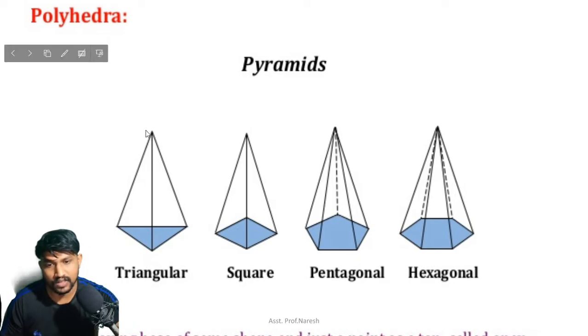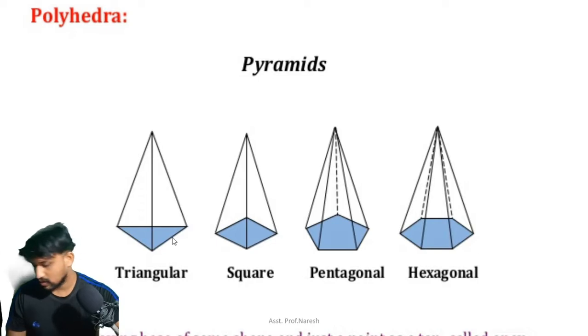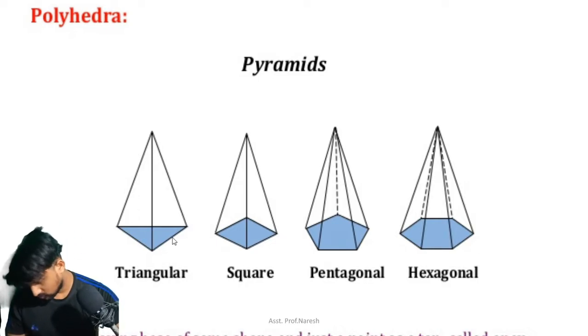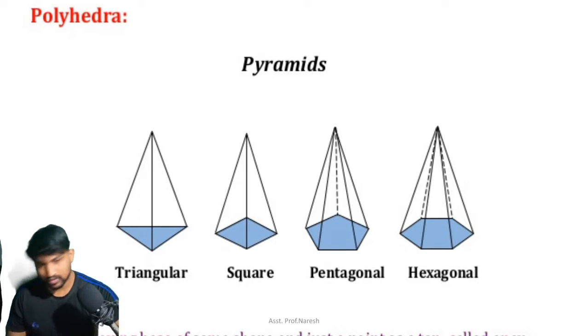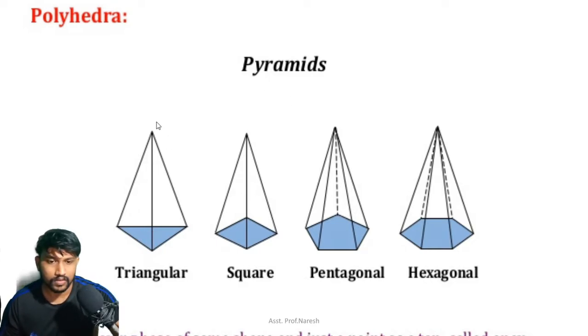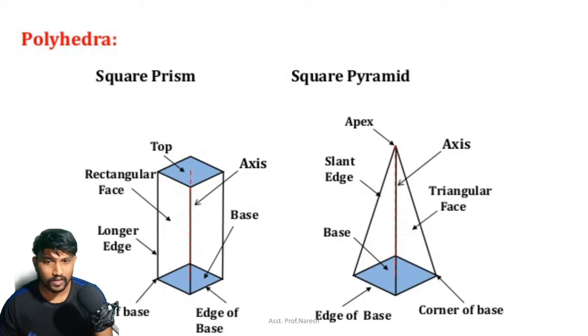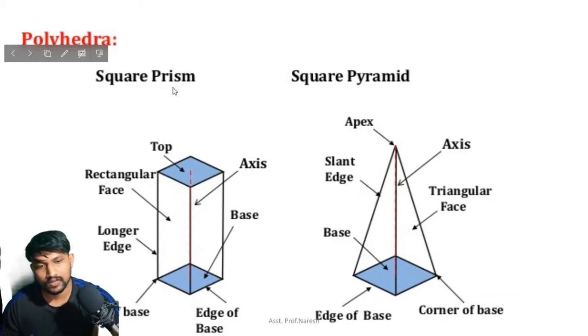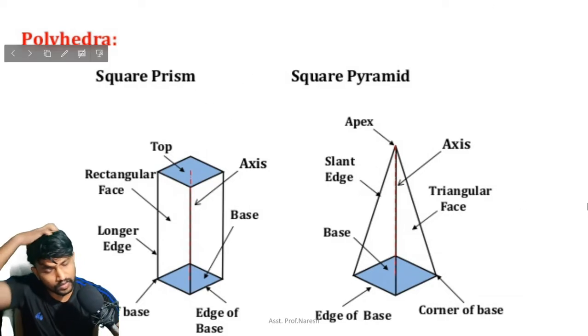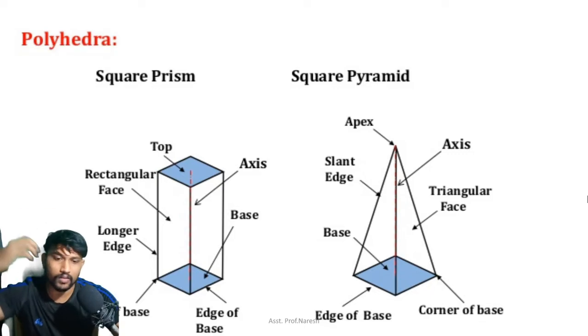This one is the apex, and this one is the base of the pyramid, and this one is known as the apex of the pyramid. Polyhedra. So basically these are two different geometries that we need to talk about.